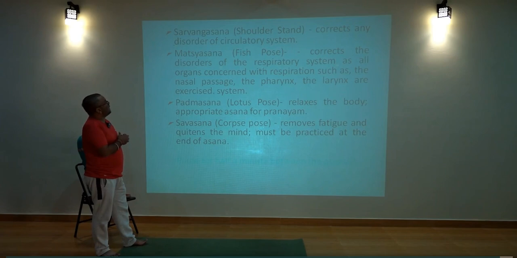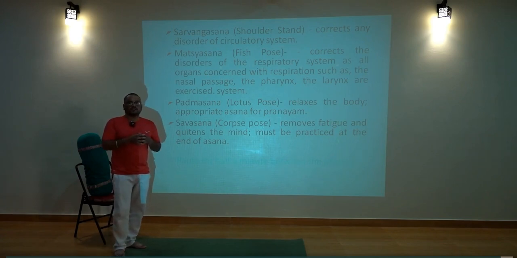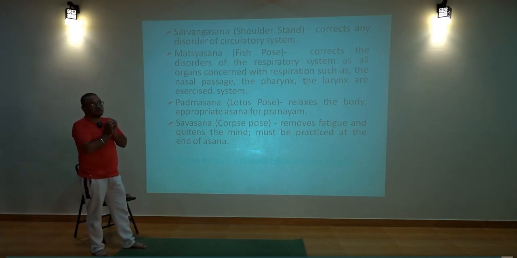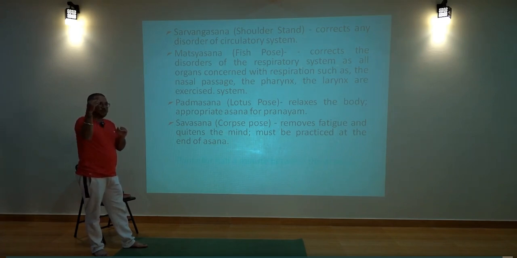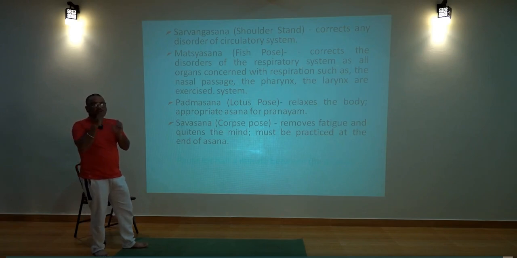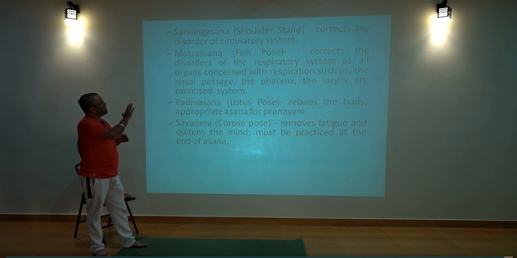Sarvangasana, the shoulder stand, corrects any disorder of the circulatory system, because cardiorespiratory functions work along together. It helps to take the blood back to the heart. As gravity changes, veins can drain the blood easily, so lymphatic drainage gets better and it strengthens your immune system too. Fish pose corrects disorders of the respiratory system, as all organs concerned with respiration, such as the nasal passage, the pharynx and the larynx, are exercised systematically here.